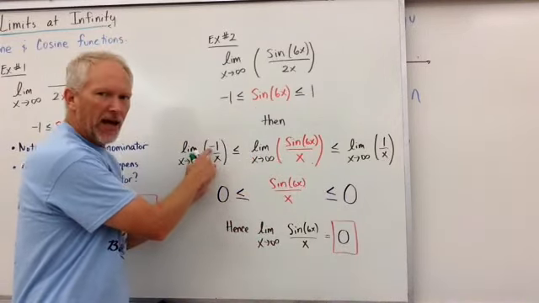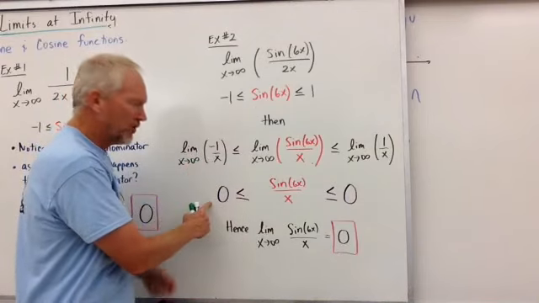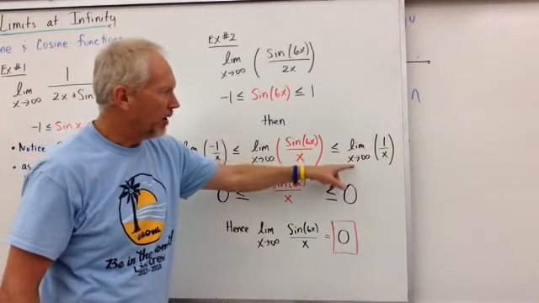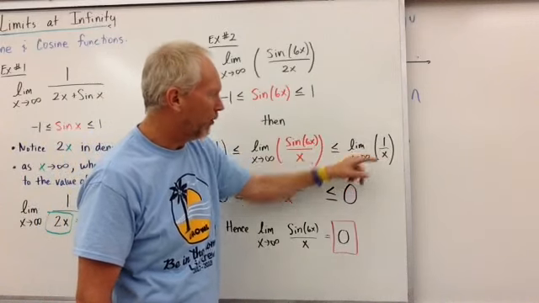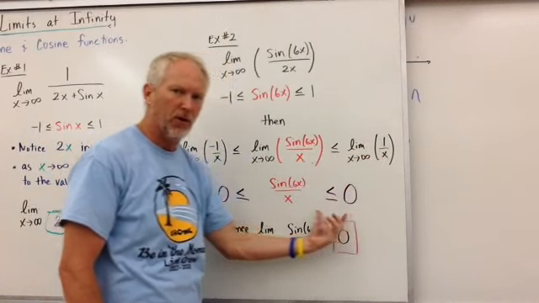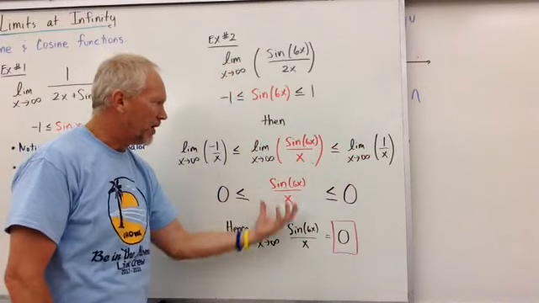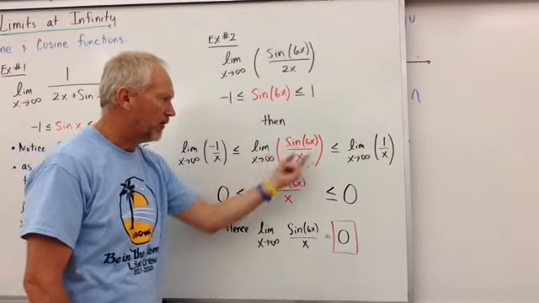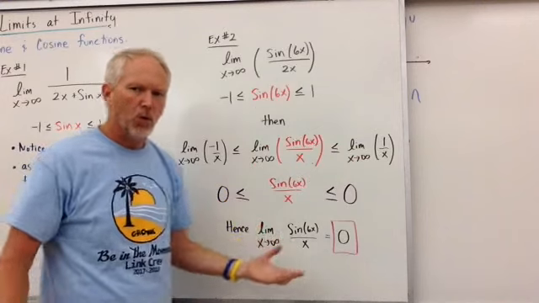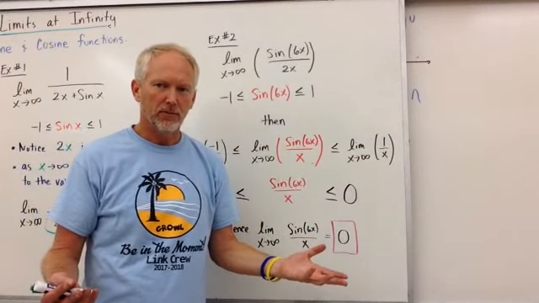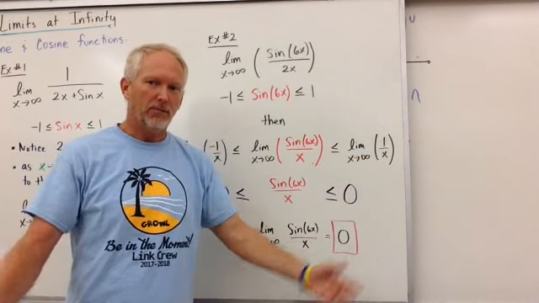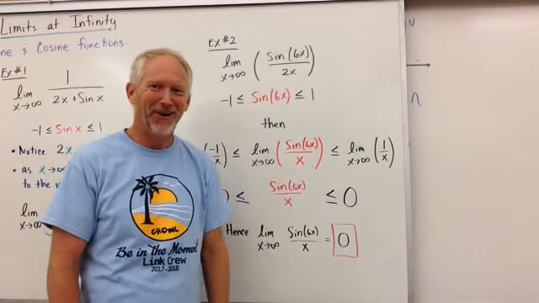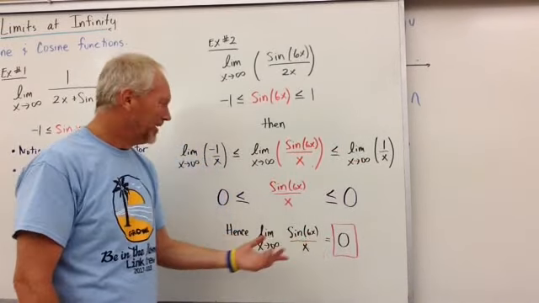the limit of -1 over x goes to 0, and the limit as x goes to positive infinity of 1 over x also goes to 0. Well, that leaves us this function as the limit as x goes to 0 of this function. Then, what's between 0 and 0? Well, it can't be 1, can't be 2, can't be 5, right? It's got to be 0.